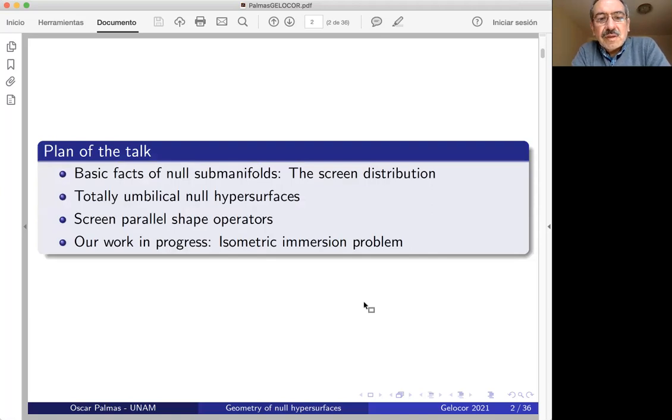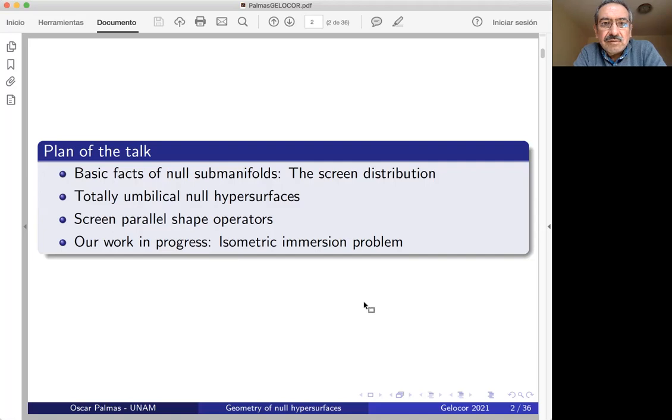So, what is the plan of the talk? I will speak about null submanifolds, so I will give some background on this area. In particular, I will talk about the screen distribution, which is a technique that is very useful to study this kind of objects. And I will give some results in the area.